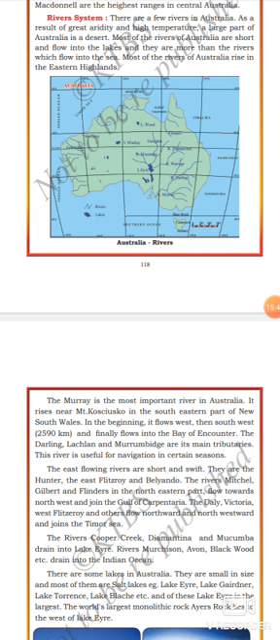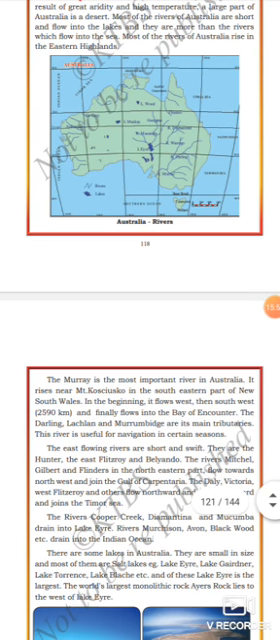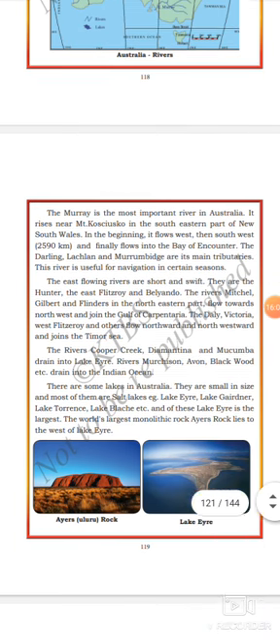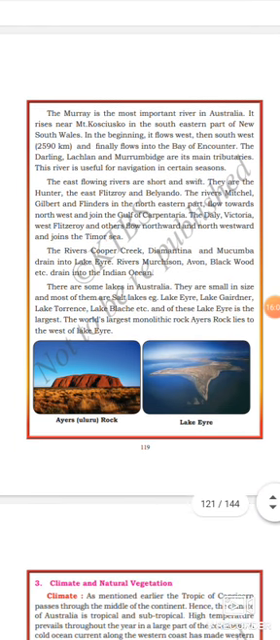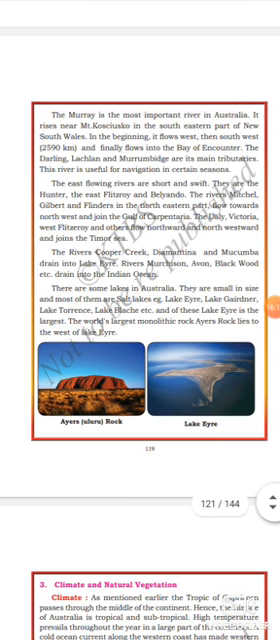Okay. Most of the rivers of Australia are short and flow into the lakes, and they are more than the rivers which flow into the sea. Most of the rivers of Australia rise in the Eastern Highlands. Got it? See, the Murray is the most important river in Australia. Which river is important in Australia? The Murray River is an important river in the Australian continent.